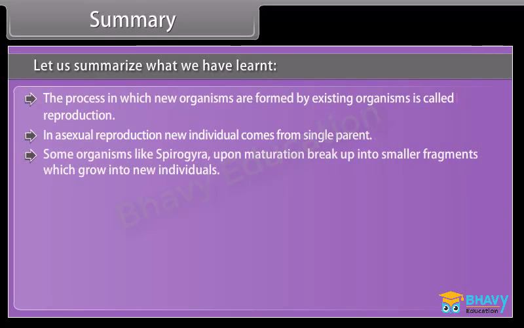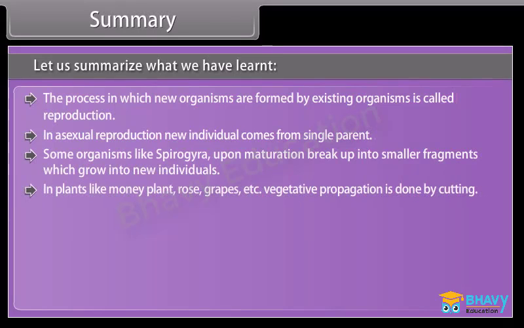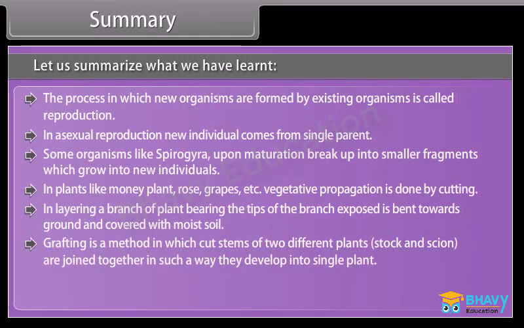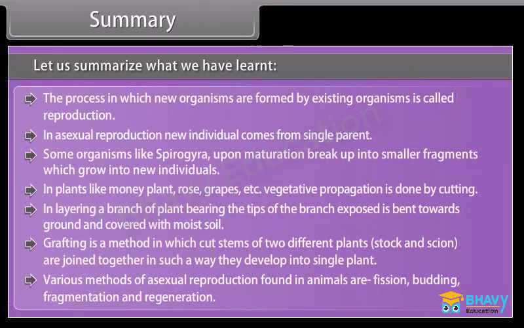Some organisms like Spirogyra, upon maturation, break up into smaller fragments which grow into new individuals. In plants like money plant, rose, grapes, etc., vegetative propagation is done by cutting. In layering, a branch of the plant with the tip of the branch exposed is bent towards the ground and covered with moist soil. Grafting is a method in which cut stems of two different plants, stock and scion, are joined together in such a way that they develop into a single plant. Various methods of asexual reproduction found in animals are fission, budding, fragmentation, and regeneration.